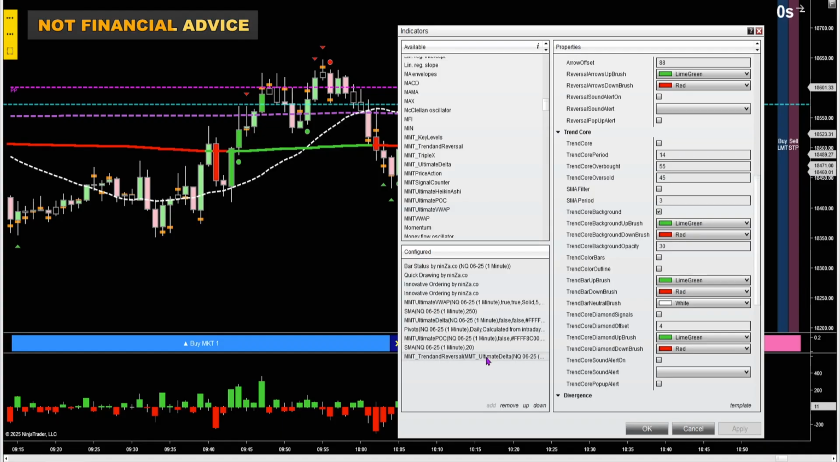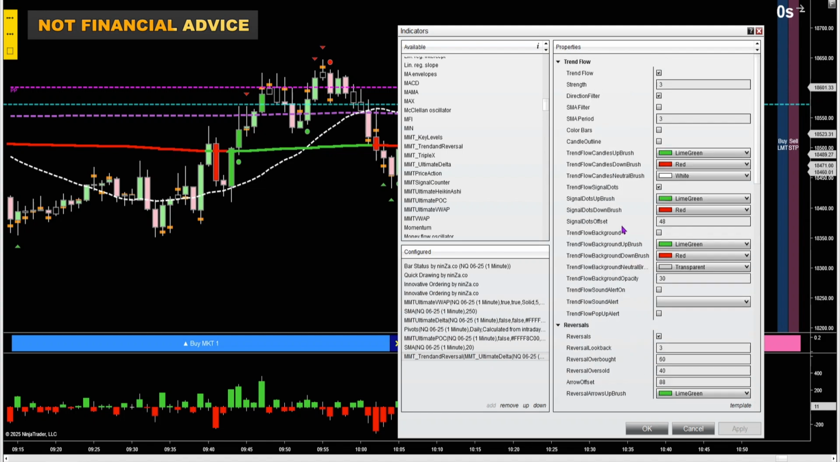Then I've got the MMT trend and reversal indicator. I'm only using the trend flow. I've got a strength of 3 with the directional filter on. Using a strength of 2 is also a good option. It can help you get into trades a little bit sooner.